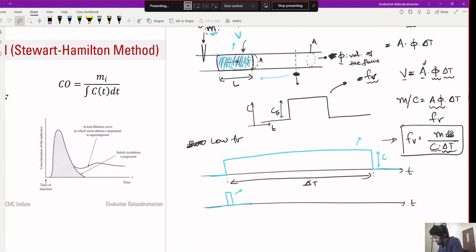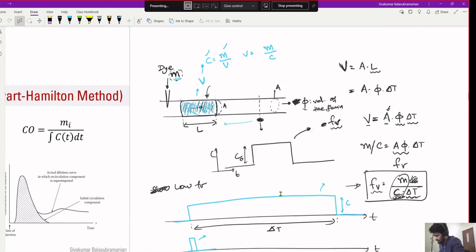Now, if delta T is small, as in this case, you see FV is higher. The concentration will depend on both the mass that is introduced and C, and the combination of this will tell you something about the volume that is flowing past. So the volume flow rate is in fact proportional to M by C. If M by C increases, then your flow rate is higher for the same delta T.